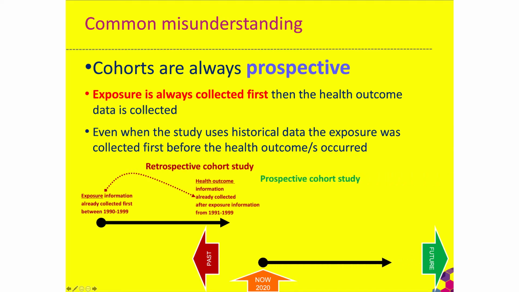And that works the same way for prospective studies. The only difference is prospective studies generally start now, for example in 2020, and then you start collecting exposure information now, and you collect this into the future, and then you start collecting health outcome data. So for the exposure data, you might collect data from 2020 to 2029, and then the health outcome data, you start collecting that from 2021 to 2029. And again, the exposure information is collected first and the health outcome information is collected second.